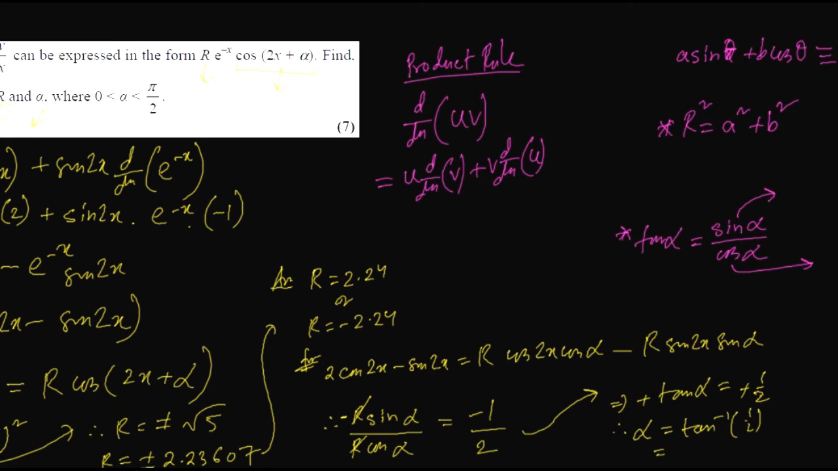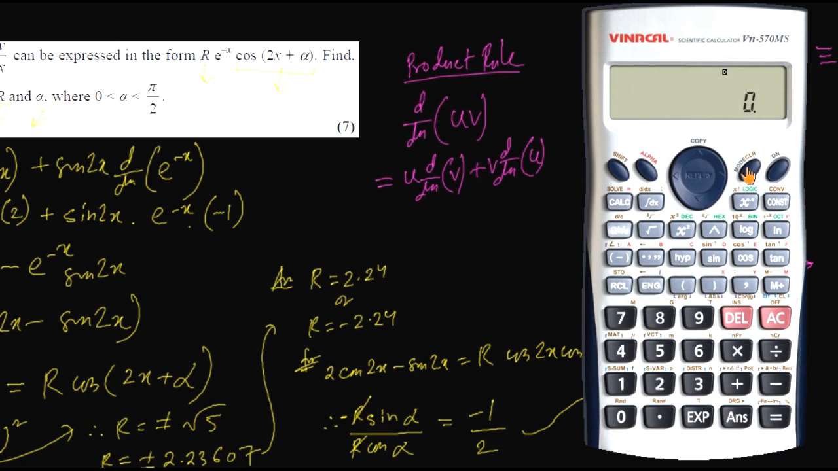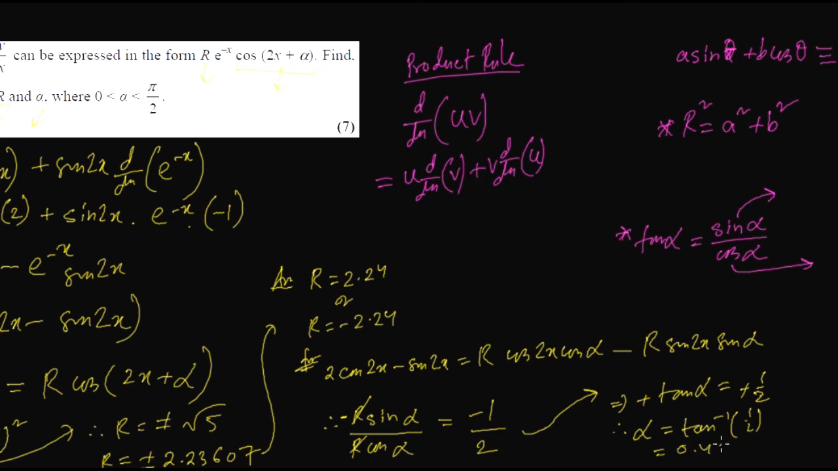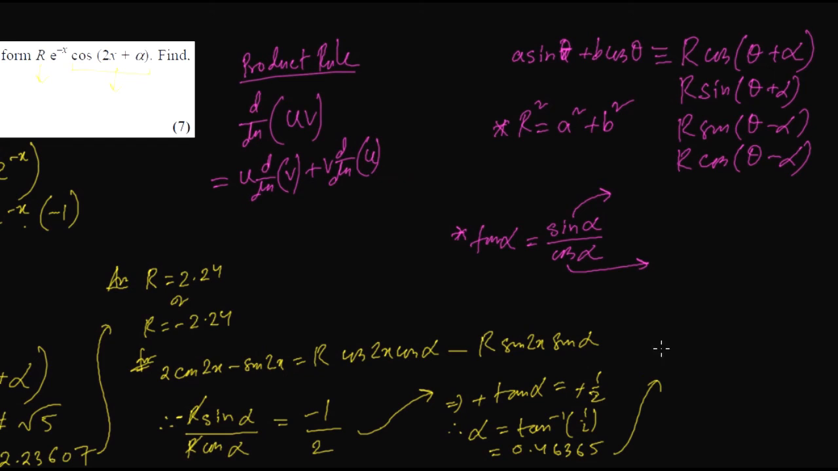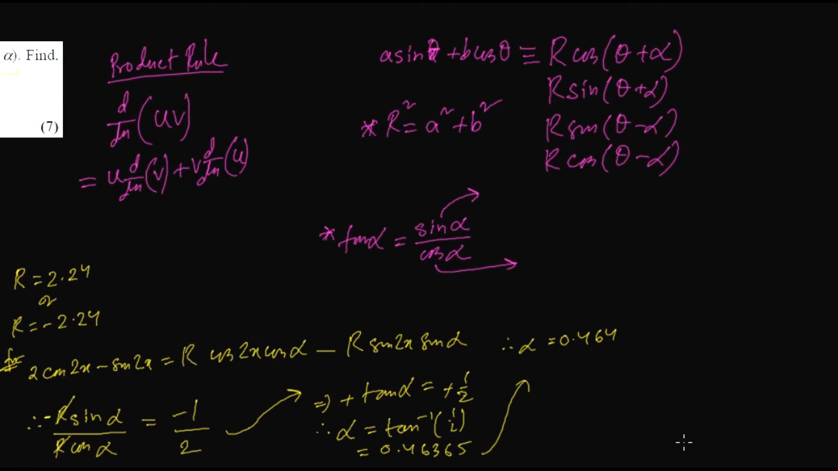And remember, the answer has to be in 3 significant figures in radians. So change the mode. Remember to change the mode all the time. Mode 2 3 4. Radian means number 2. Now we have converted this into radian mode. So tan inverse of half means 0.5 equals 0.46365, which means alpha to 3 significant figures is 0.464. So we have found the answer to both.